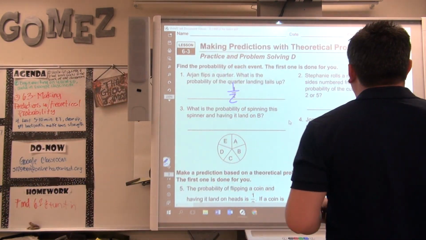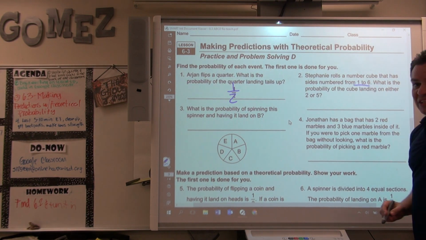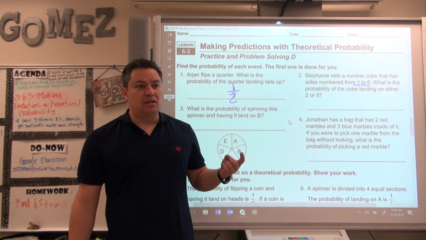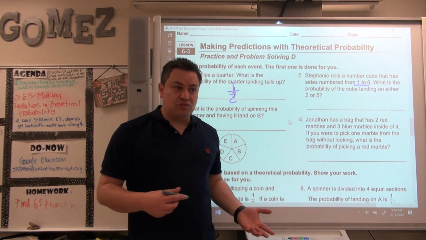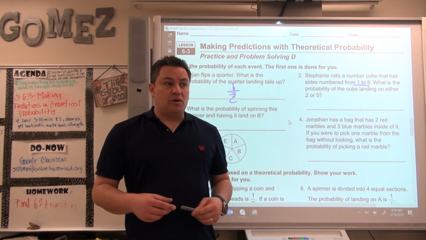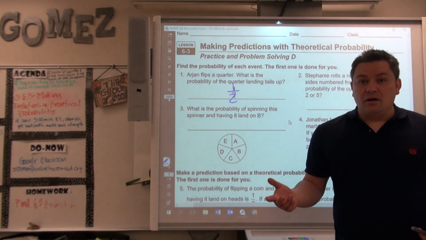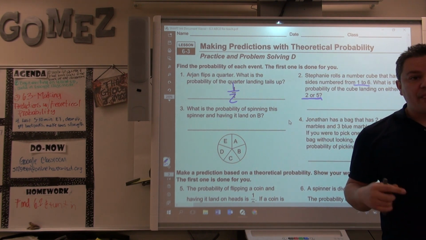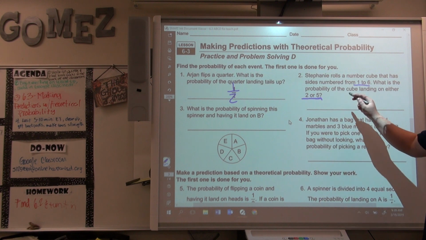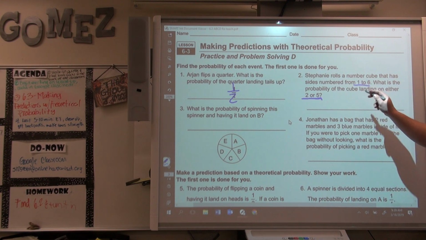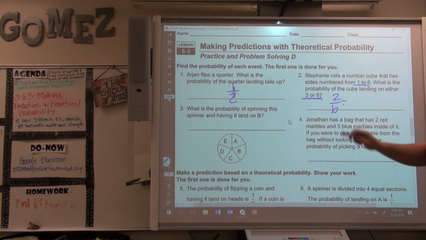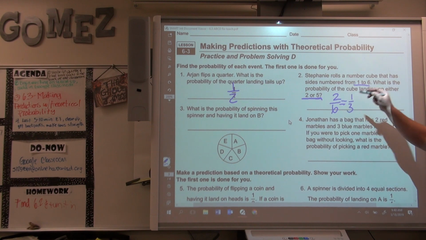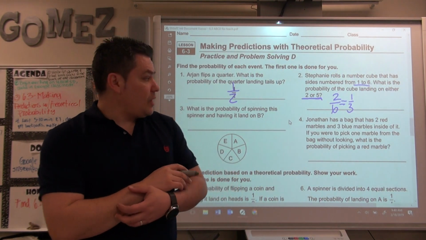For number 2, it says, Stephanie rolls a number cube, numbers 1 through 6, so it's a dice. What is the probability of landing on 2 or 5? How many 2s do we have? 1. How many 5s do we have? 1. So how many ways do we want this to happen? Two ways out of 6, because it's a number cube. It's 2 out of 6. But remember, you always have to write this in simplest form. When you simplify this, you get 1/3. Everybody agree with that?